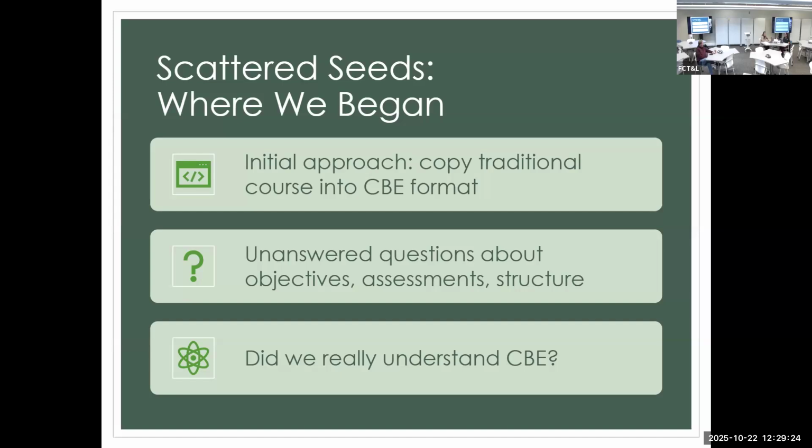It was like, wait a minute, I think we need to take a step back and look at our traditionally designed course. And instead of trying to make a square peg fit, we needed to really redesign things and have CBE at the forefront of our mind and not an afterthought. And that's again where these scattered seeds, we were like, we're a little scattered here. We need to get it together.